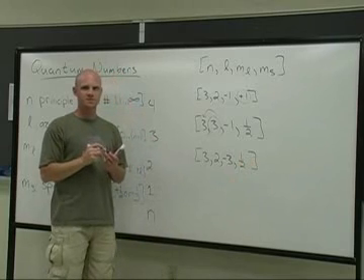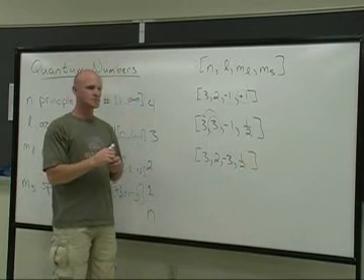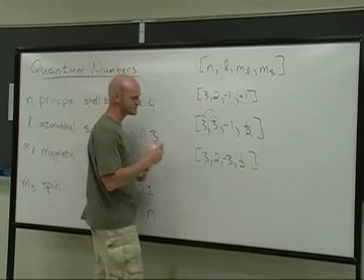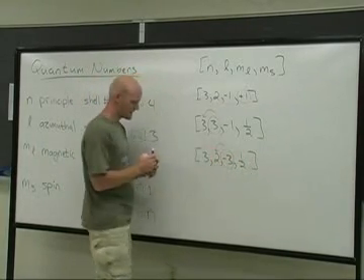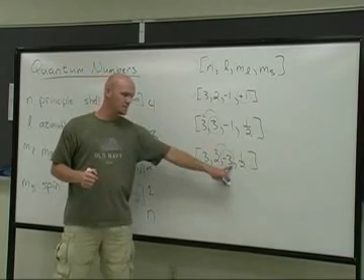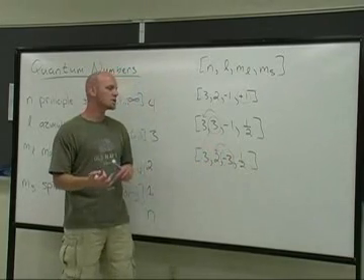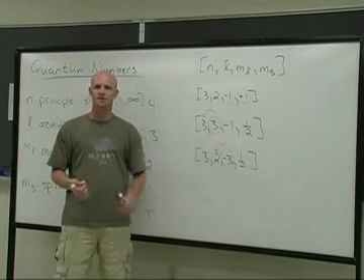Could this be a possible set of quantum numbers? No. What's wrong with this one? The m sub L is limited by L. Yeah. If L is 2, then m sub L can only be either -2, -1, 0, 1, or 2. It can't be -3. Cool.